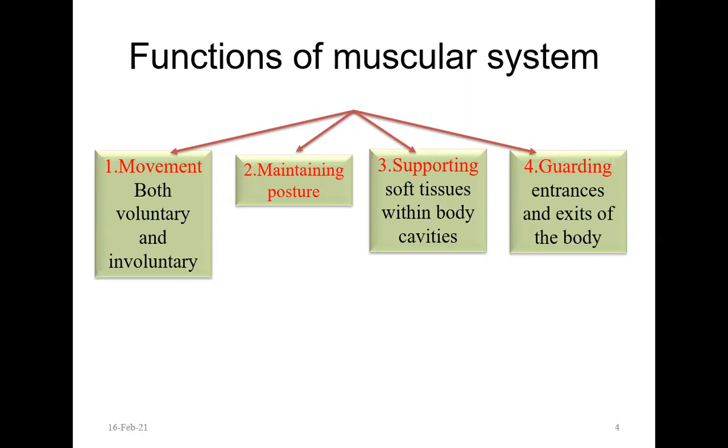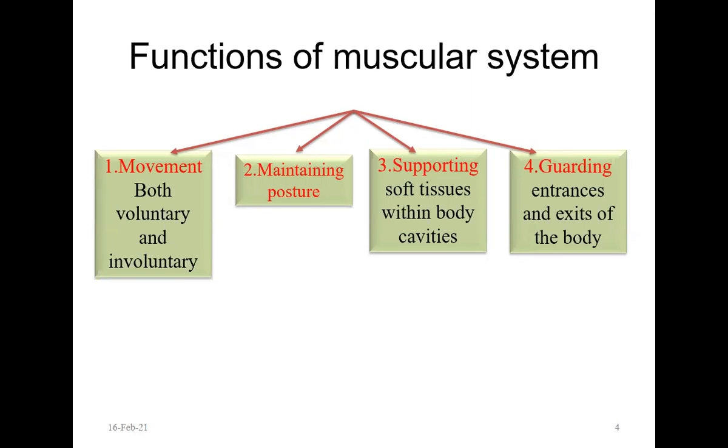Similarly, around the nose, the nostrils, there are muscles. Near the ear, there are muscles. Near the anal canal, there are muscles. Everywhere there are openings, they are guarded by muscle tissue. So they help in guarding of any opening or cavity. So these are some of the functions of the muscular system.